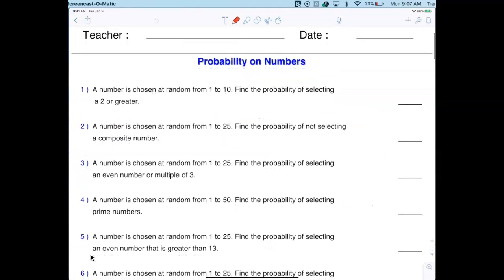Now, number one, a number is chosen at random from 1 to 10. Find the probability of selecting a 2 or greater. William? 9 over 10. All right. Now, he said 90%, I think, or 9 over 10, or 0.9. Does it really matter? No, but if you were paying attention to what I said last week, generally probability is what? A fraction. Generally, it's a fraction. Not always, but most of the time.